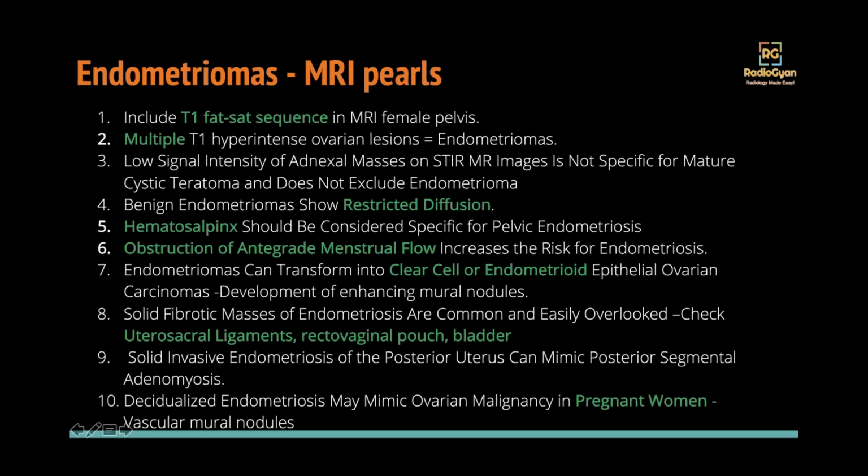Okay, so endometriomas can transform to clear cell or endometrioid epithelial ovarian carcinomas. Clinically, it is very difficult to distinguish this malignant transformation because CA125 levels are raised in benign endometriomas as well. There is a specific biomarker for that. You can read about it, but on imaging, what you will see is enhancing mural nodules.